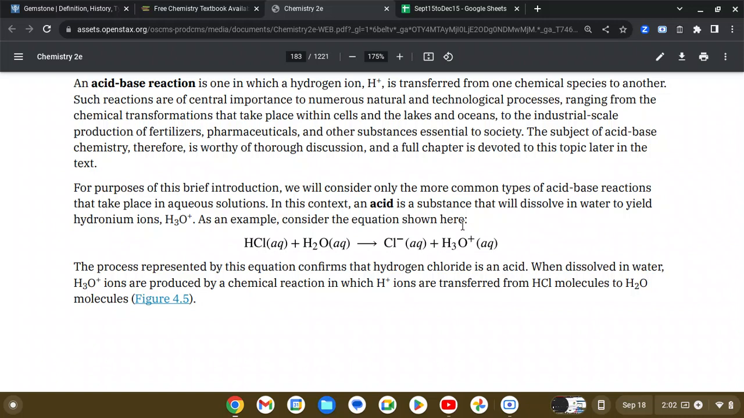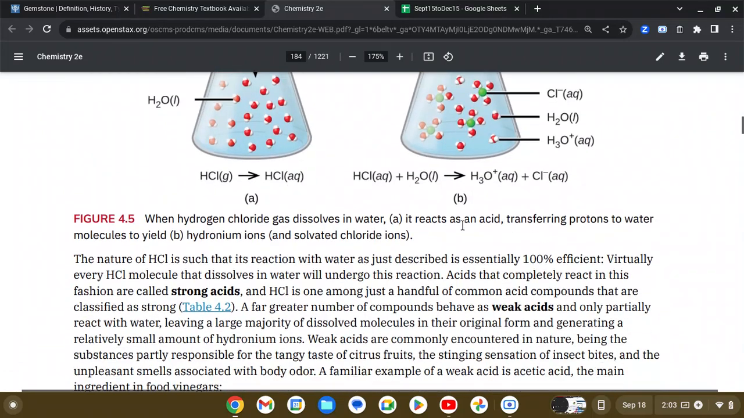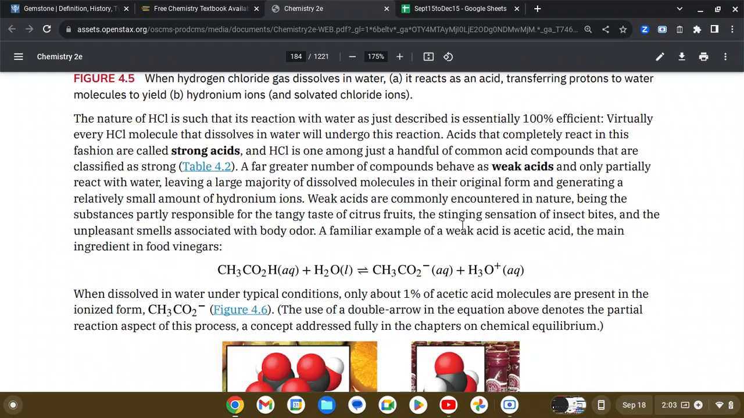The process represented by this equation confirms that when dissolved in water, H3O+ ions are produced by a chemical reaction in which H+ ions are transferred from HCl molecules to H2O molecules. The nature of HCl is such that its reaction with water, as just described, is essentially 100% efficient. Virtually every HCl molecule that dissolves in water will undergo this reaction. Acids that completely react in this fashion are called strong acids, and HCl is among just a handful of common acid compounds that are classified as strong.